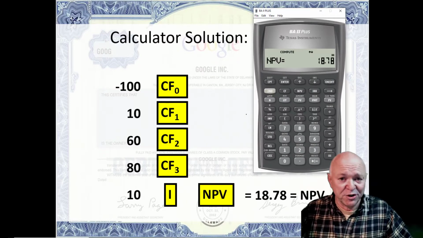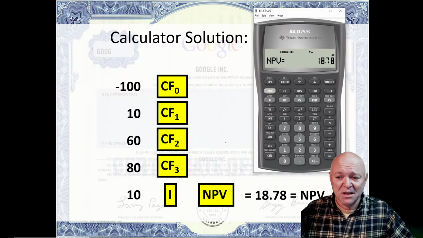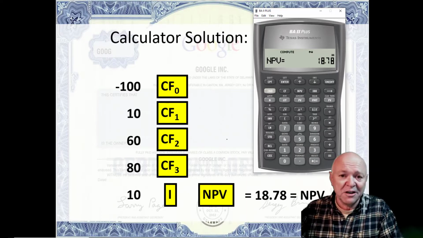You can give that a try on your own calculator if you'd like, just to get a feeling for how that works. And if you've got any problems, well, just rewind and take a look at the example again. So that's the NPV calculation. We'll come back to the internal rate of return in a few minutes.